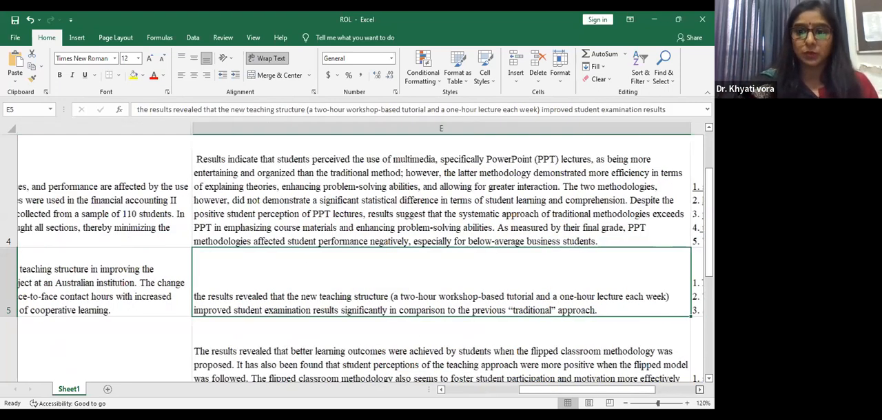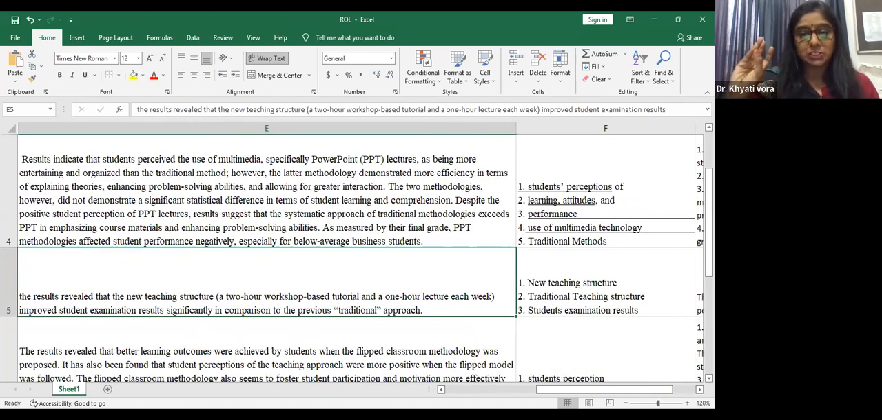So looking at the objective, we got to know that there are variables about teaching structure that the person is talking about: traditional and new teaching structure, and students' examination result, that is the outcome. The result revealed that the new teaching structure, that is tutorial workshop, improved students' performance significantly as compared with the traditional approach. So now we have to know how teaching structure has an influence on students' examination result. But it depends on whether the teaching structure is new or traditional. So let us check this.